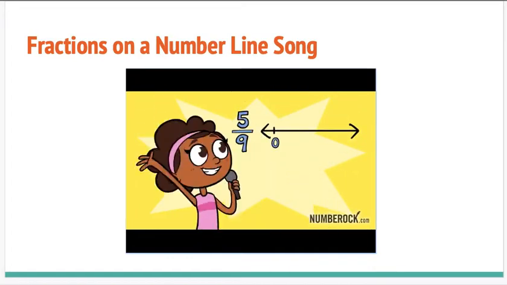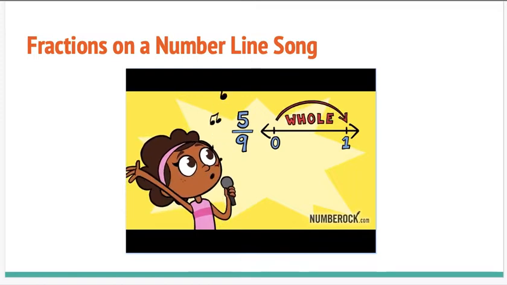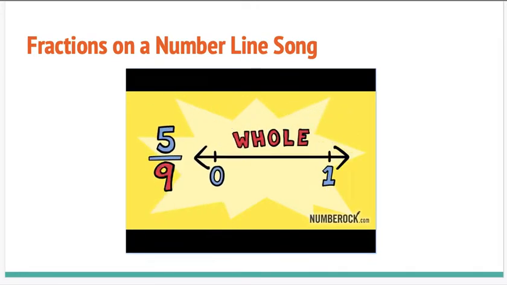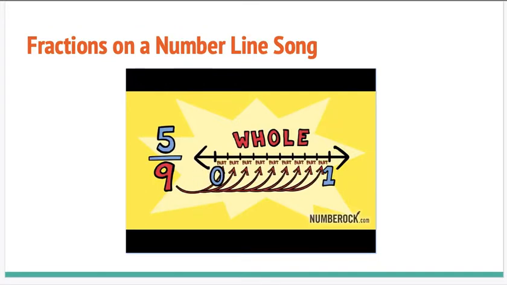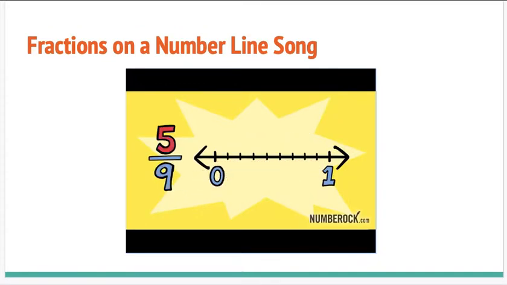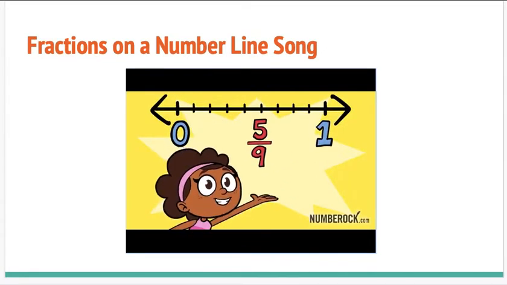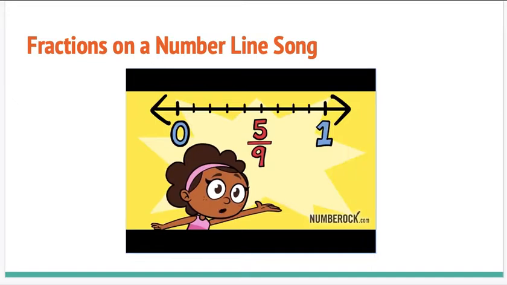Ooh. 0 to 1 is the whole that we split apart. The denominator tells us into how many parts. Make a line that starts from 0 to the 5th mark. And 5 nines is what you'll find when you get that far.